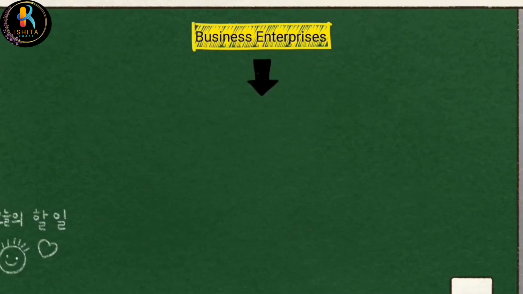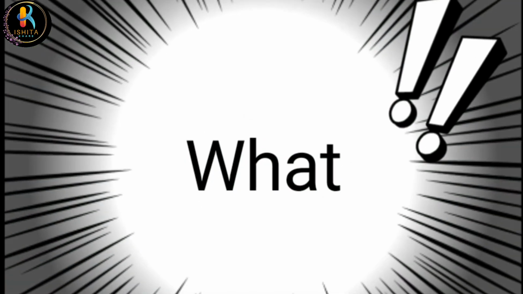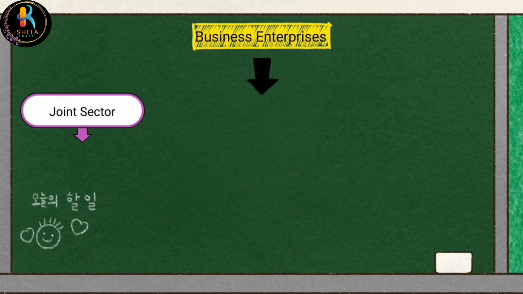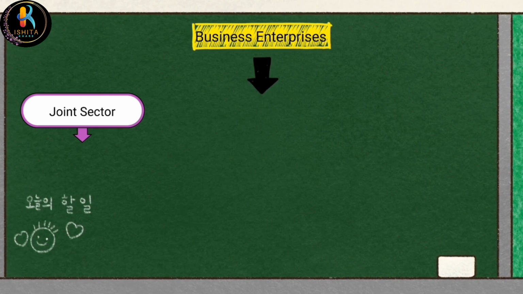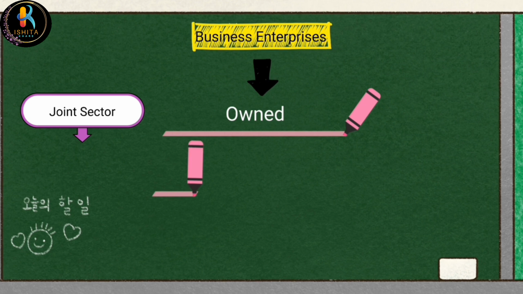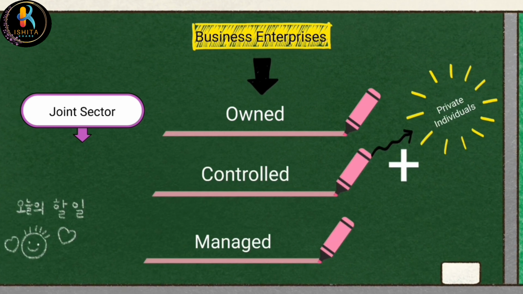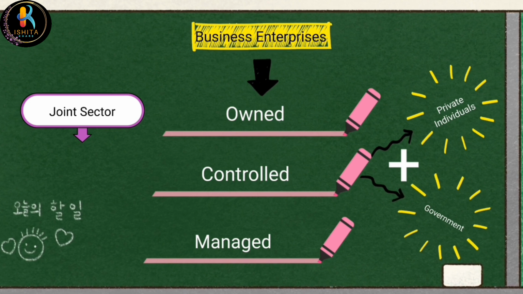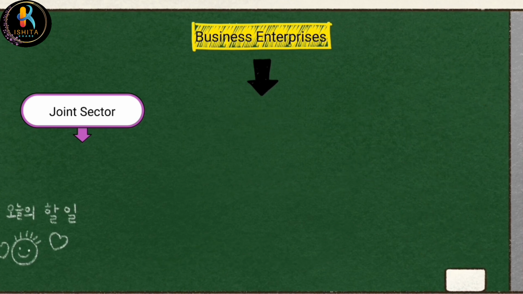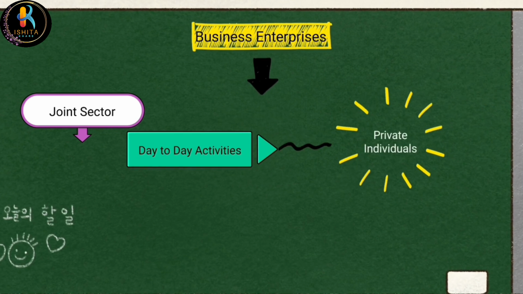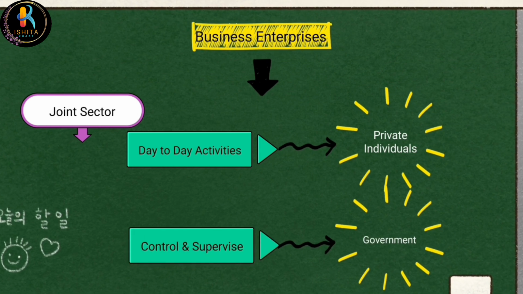So let's discuss the other one, that is joint sector enterprises. What are joint sector enterprises? It's very simple. As the name suggests, joint. It means all those business enterprises which are owned, controlled, and managed jointly by private individuals and government. There may be the question of how these types of enterprises work with both, as all the day-to-day activities are done by private individuals, whereas government has control over these types of enterprises.